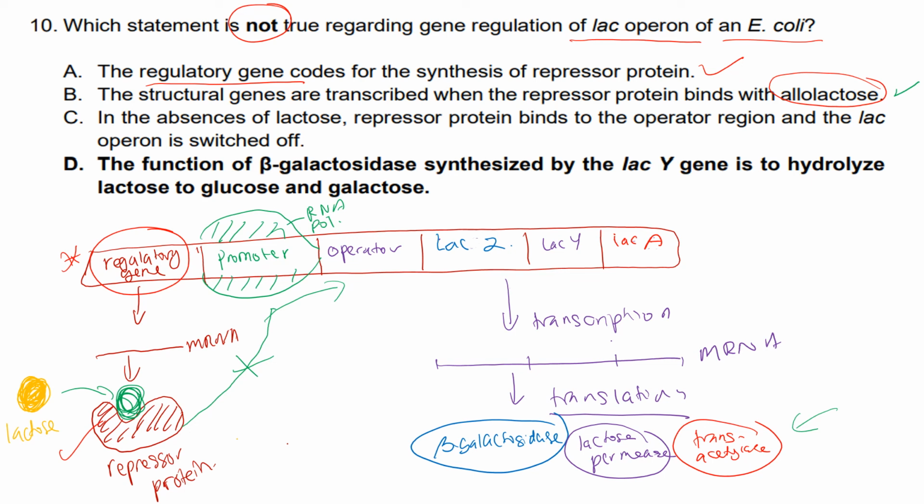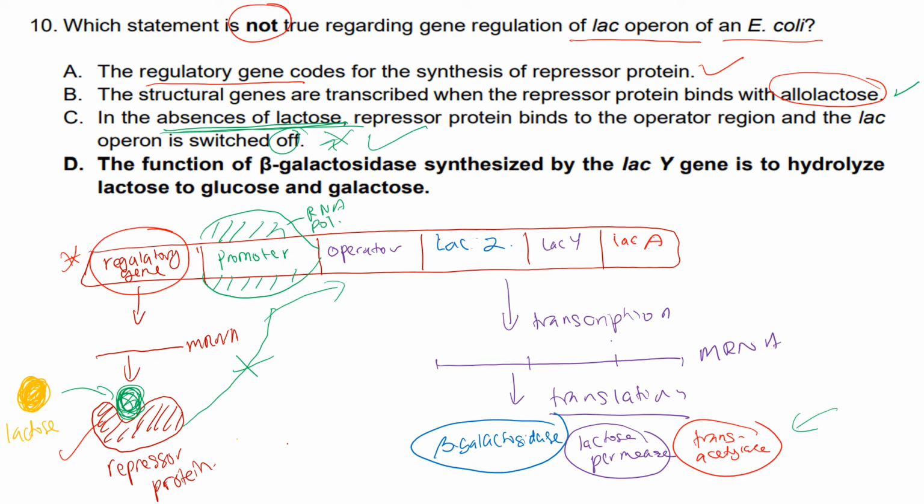Statement C: in the absence of lactose, the repressor protein binds to the operator region, and the lac operon is switched off. So this is in the absence of lactose. When lactose is not present, the repressor protein can bind to the operator and stop the transcription of mRNA. So statement C is correct, but it is not the answer.